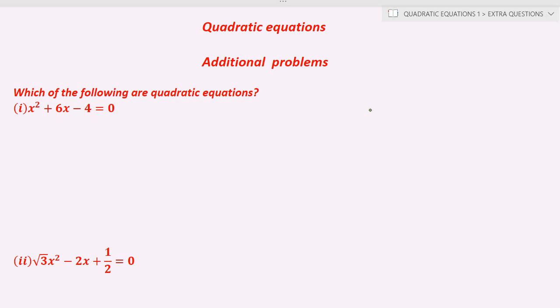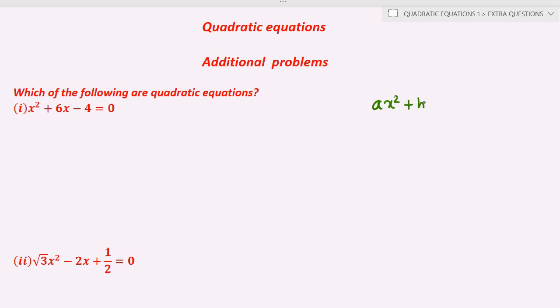Hello everyone. Here in this video series we will solve some additional problems of the quadratic equations. So the very first question is, which of the following are quadratic equations? To solve such kind of problems we should have some background knowledge about the standard form of the quadratic equations. What is the standard form of the quadratic equation?